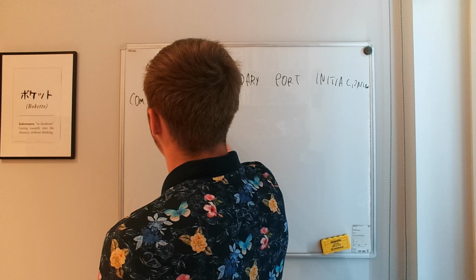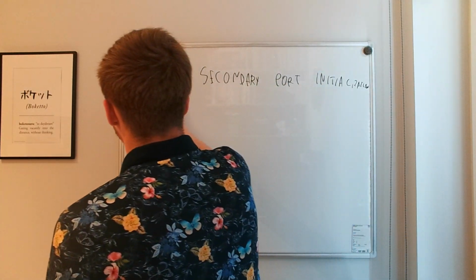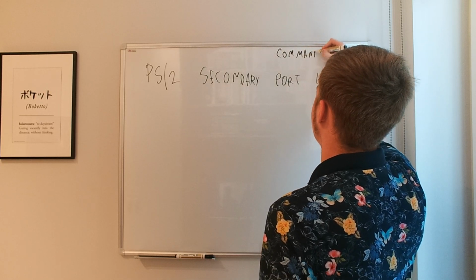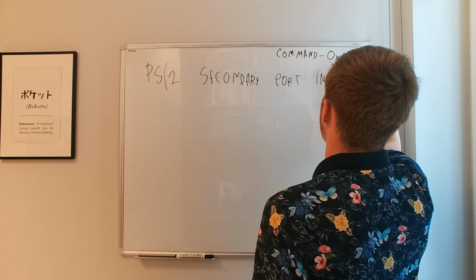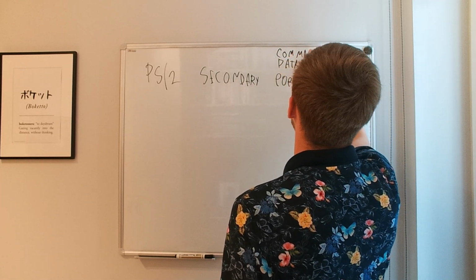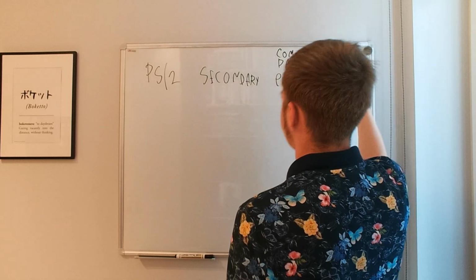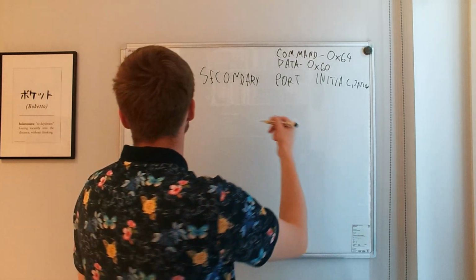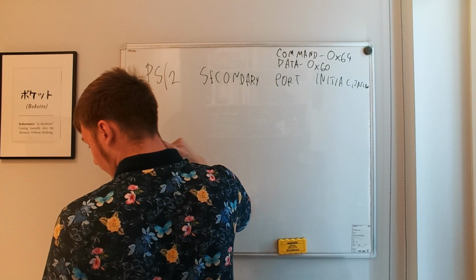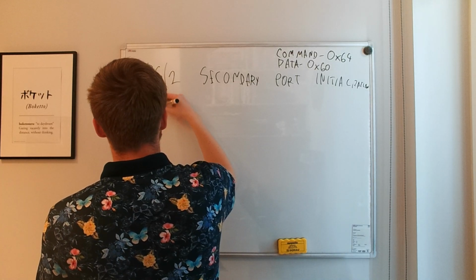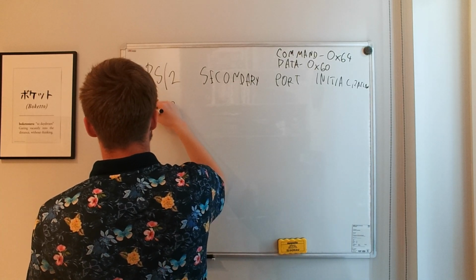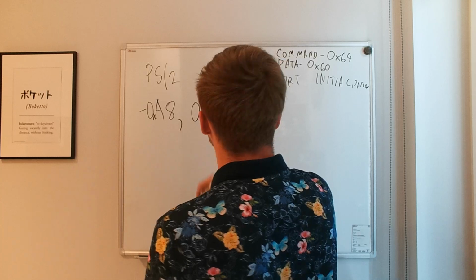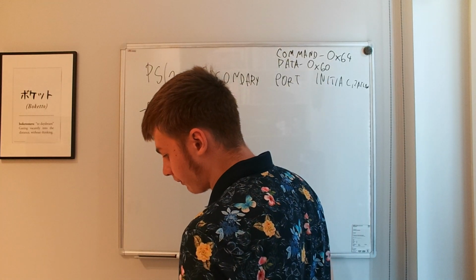command. I'm going to write this up here so that we can always refer to it. The command is hexadecimal 64 and data is hexadecimal 60. So first, what we have to do is send the following signals to the command port: A8, that's a hexadecimal number. We're obviously sending bytes here.